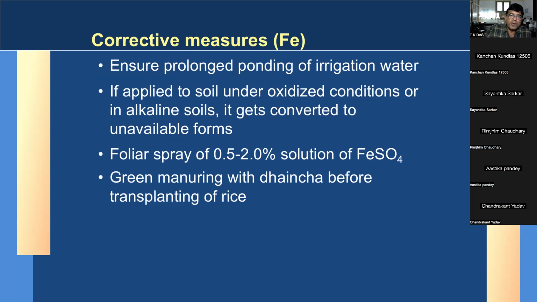However, it is not possible to keep ponded water in many other crops. So aerobic crops like wheat have developed another kind of mechanism. These plants have the ability to convert ferric to ferrous and then take it up. But rice has no such mechanism. The only way is to keep the water ponded so that iron remains in ferrous form, and then rice will be happy. If applied to soil under oxidized conditions or in alkaline soil, it gets converted to an unavailable form.